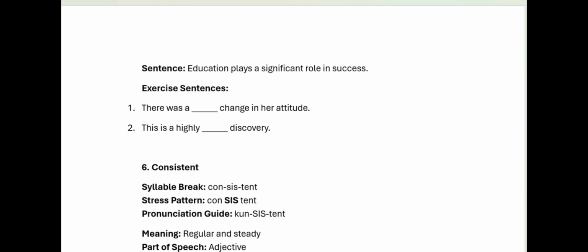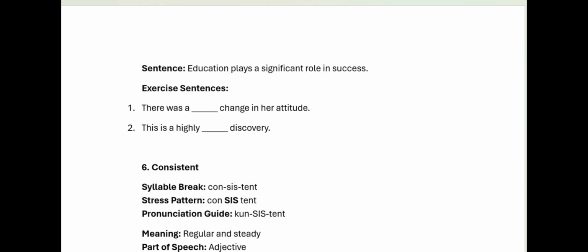The exercise sentence now is: there was a dash change in her attitude. Now see, there you got it. A, article; significant, adjective; and change is a noun. Continuing, this is a highly significant discovery. So what is this now? A is an article, highly is an adverb, significant is an adjective, and discovery is a noun.